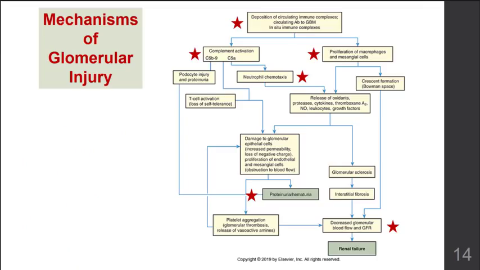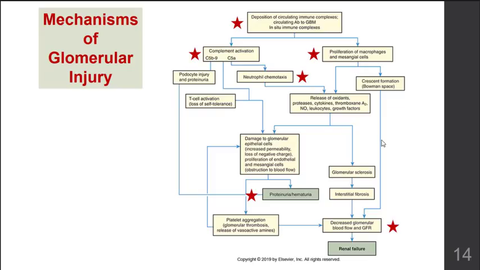Here we're going to look at the mechanisms of glomerular injury, and the major events that you need to be aware of are highlighted by the red star. Glomerular injury is caused, as already mentioned, by immune complexes, so a type 3 hypersensitivity reaction. So when an immune complex forms and circulates, complement is activated, if you remember that from last semester, and this will induce inflammation. In addition, we'll have the proliferation of macrophages and mesangial cells.